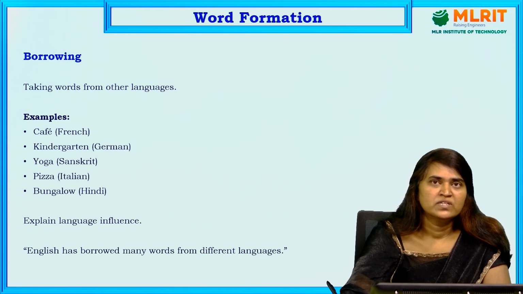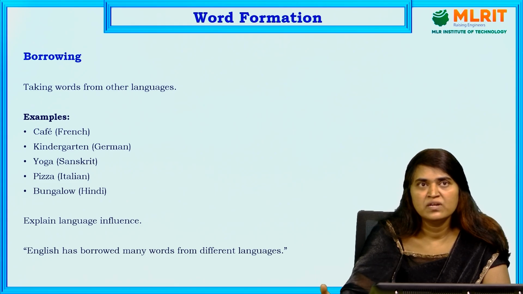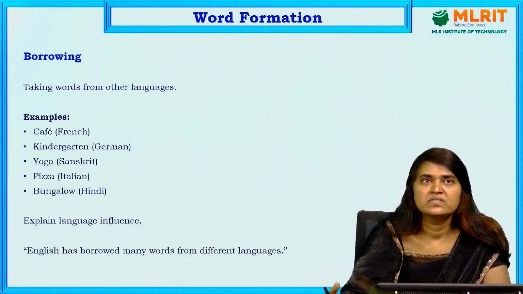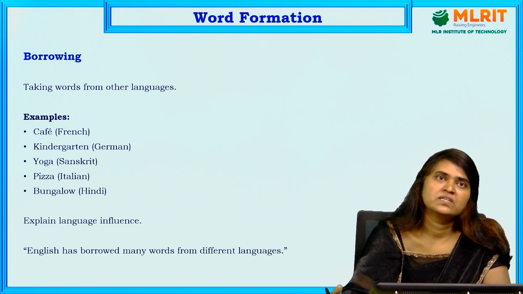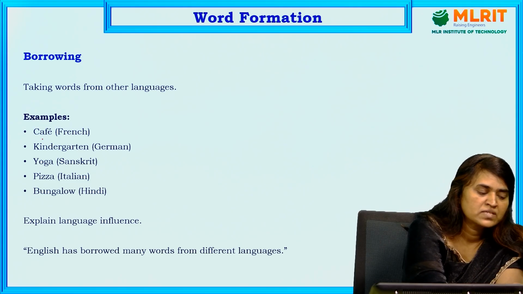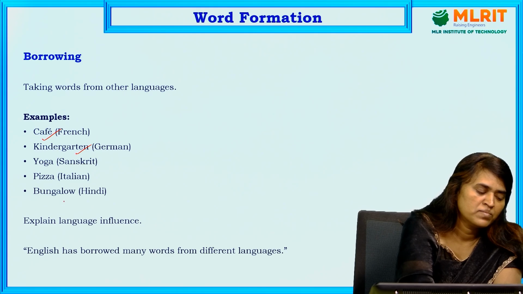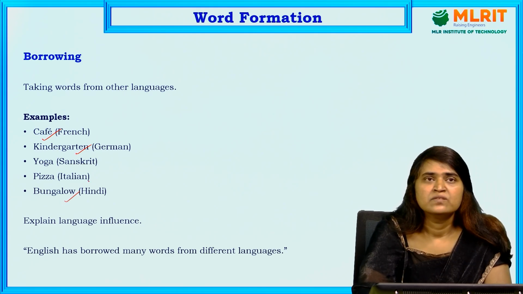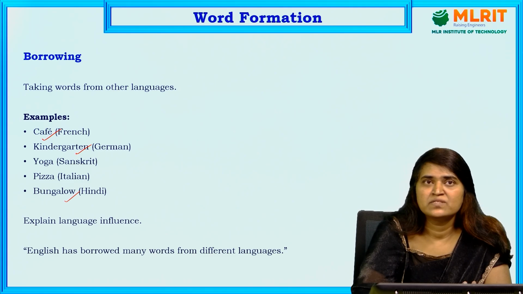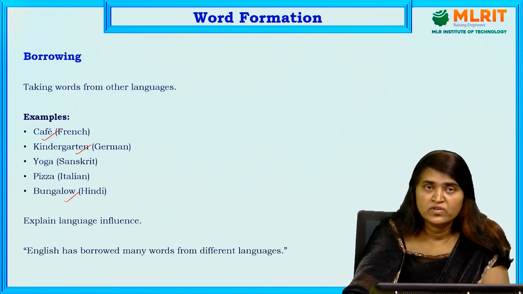And then borrowing. What is borrowing in word formation? English has borrowed many words from different languages all over the world. So taking words from other languages is borrowing, and we can also call them loan words. For example, cafe. We borrowed cafe from French, kindergarten is a German word, and Bangla is a Hindi word. So, taking words from other languages is borrowing or loan words. So, this is about borrowing. It explains language influence.